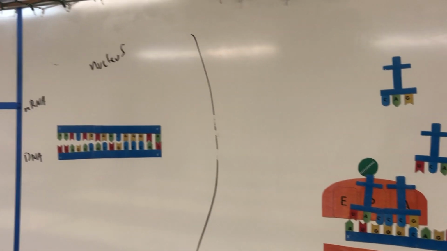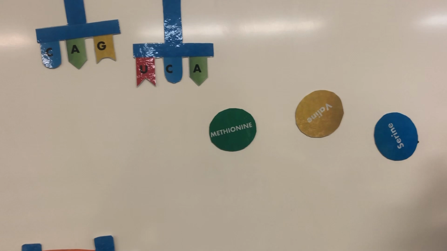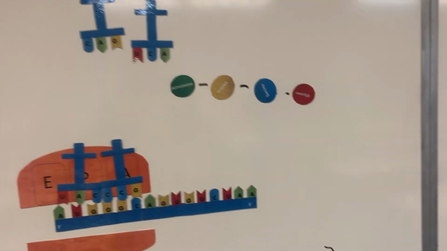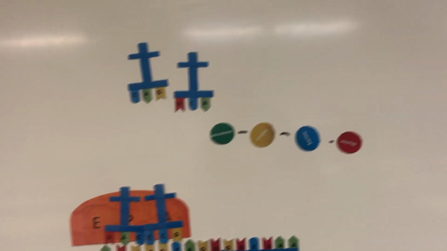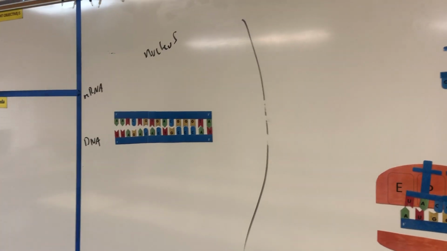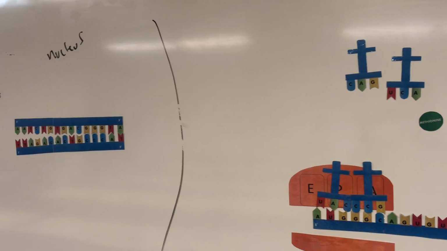You would explain that these two would connect and we would end up with a protein chain that looks something like this. Okay, and it might not be that exact order, but something like that. And there's also, so this would be the teacher model, the large teacher model that goes on the whiteboard, but there's also smaller manipulatives that the students can use.